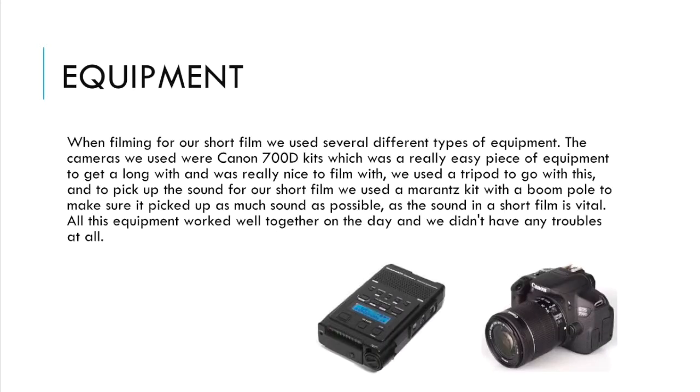Equipment. When filming for our short film, we used several different types of equipment. The cameras we used were the Canon 700D kits, which were a really easy piece of equipment to get along with and really nice to film with. We used a tripod to go with this, and to pick up sound for our short film, we used a Marantz kit with a boom pole to make sure it picked up as much sound as possible, as the sound in a short film was vital. All this equipment worked well together on the day, and we didn't have any troubles at all.